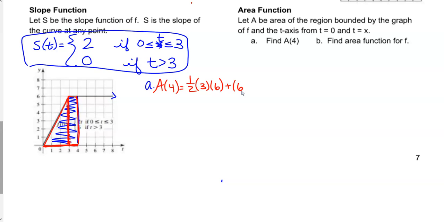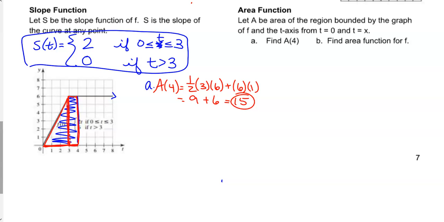So we want to go 6 times 1. So the A of 4 is defined, well, half of 18 is going to be a 9 plus a 6. Therefore, my answer for A of 4 is going to be 15 as defined by this function. But the other thing is now we have to find the area function for F.